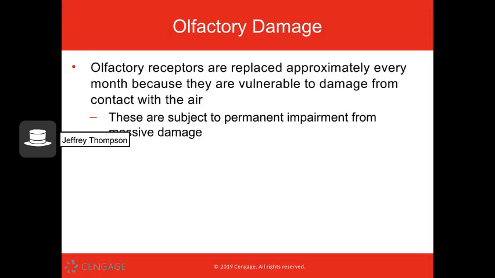Sometimes our olfactory receptors are damaged, so they're replaced approximately every month because they are vulnerable to damage from contact with the air, and they are also subject to permanent impairment from massive damage. So let's just say you were constantly, I don't know, snorting cocaine, right? You could permanently affect your ability to smell.